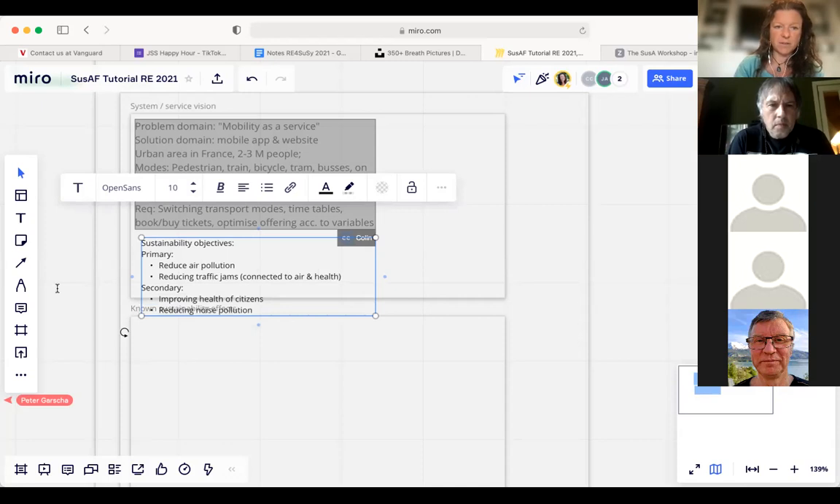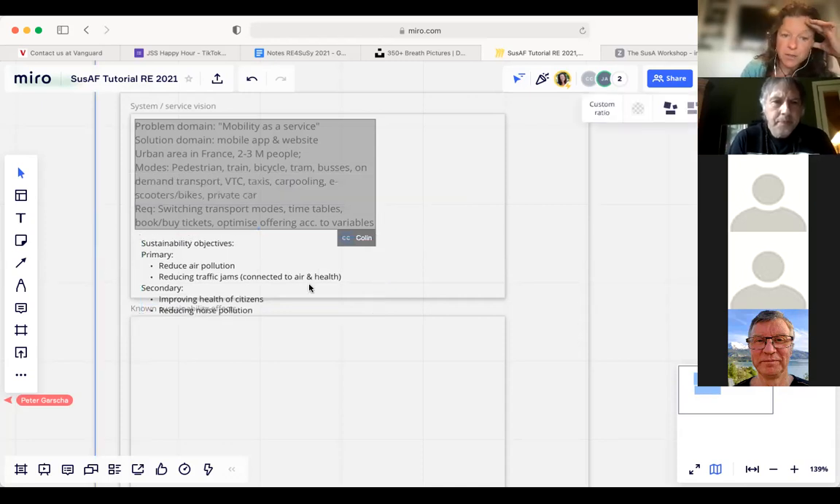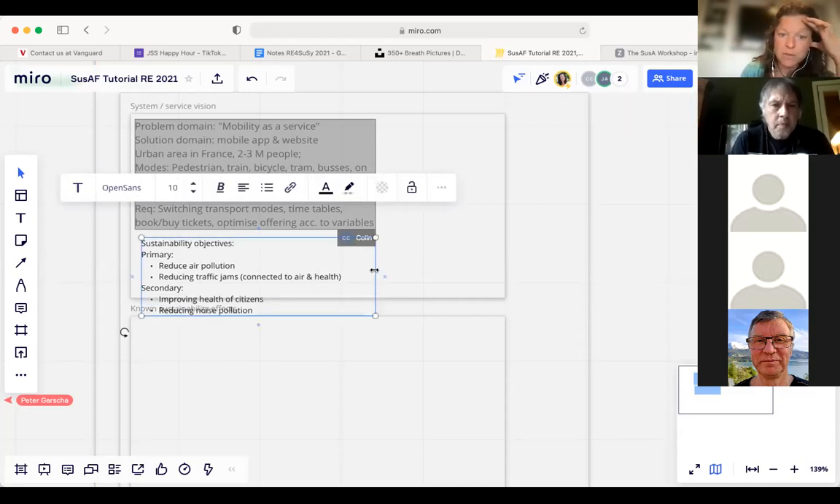Yes, they're definitely connected to air and health. And also the one thing that is not covered by that is the time factor. So when we have a reduction of the traffic jams, then there is also more efficiency, which we sometimes argue whether that's a sustainability thing or not. However, it does free up time for other things in theory.